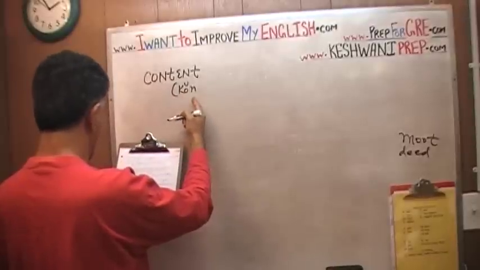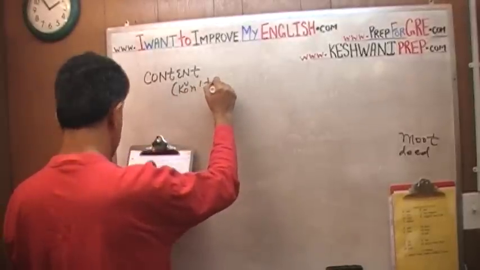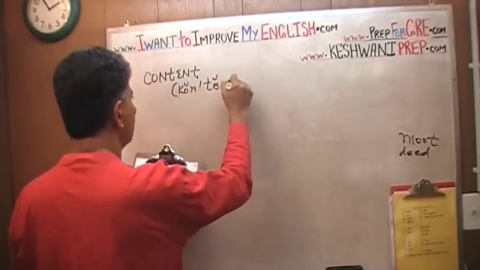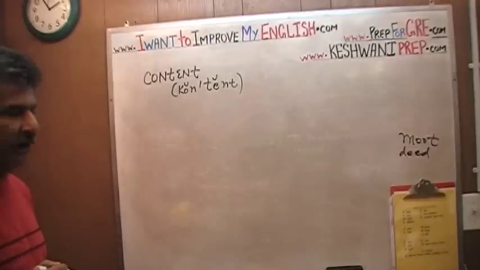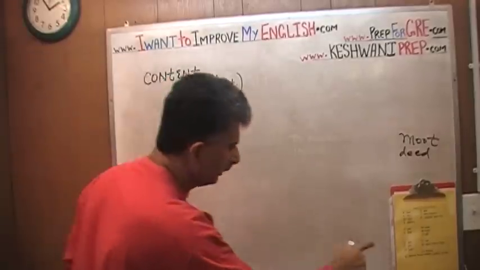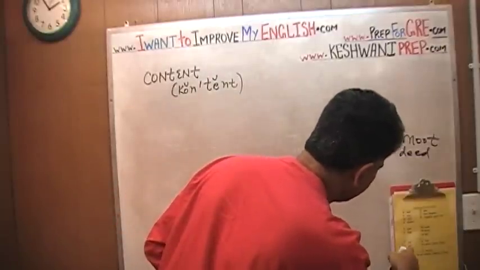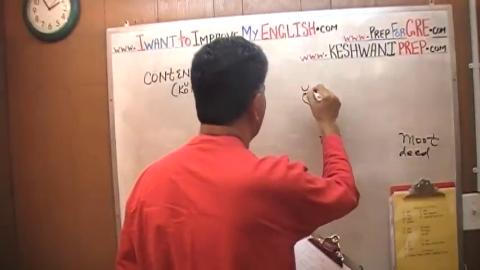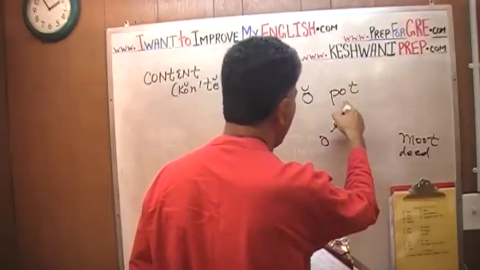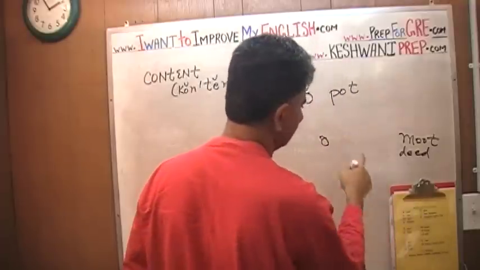C-O-N, con, content. When it's pronounced like that, content, the O is the same sound that you see in pot, P-O-T, pot, right on the first line.